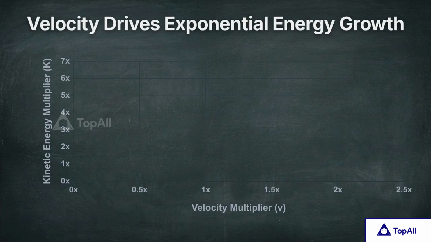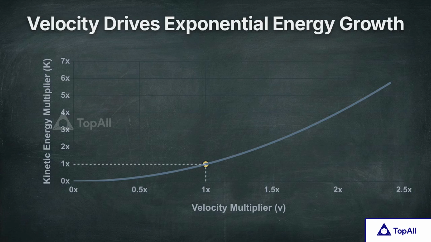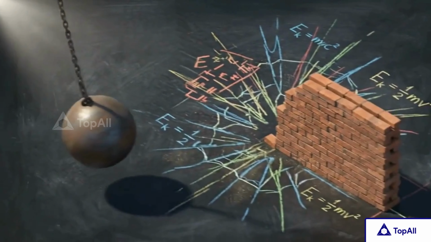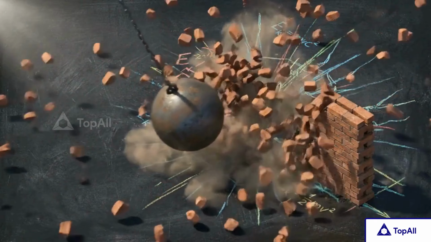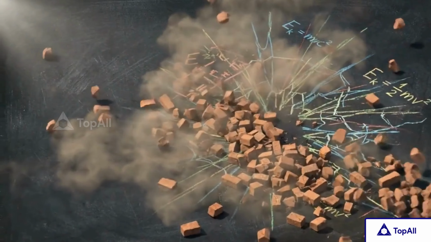This graph plots velocity on the horizontal axis against energy on the vertical. Because the velocity in our formula is squared, the result is a steep exponential curve. Doubling your speed doesn't just double your kinetic energy, it quadruples it. This mathematical relationship makes speed the dominant factor in determining an object's capacity to cause physical change or destruction.